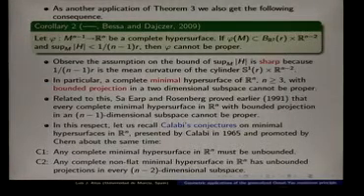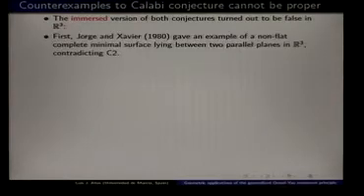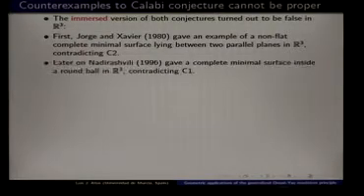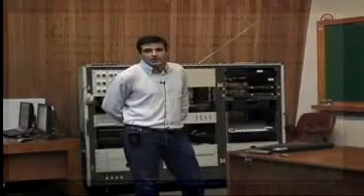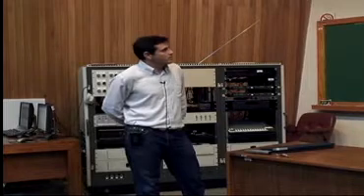With respect to these two conjectures, it's known that the immersed version of both conjectures are false in R^3, actually. First, Jorge and Xavier gave an example of a non-flat, complete minimal surface which is bounded between two parallel planes in R^3, contradicting the second conjecture. And later on, Nadirashvili gave a complete minimal surface which is inside a round ball in R^3, contradicting then the first conjecture.